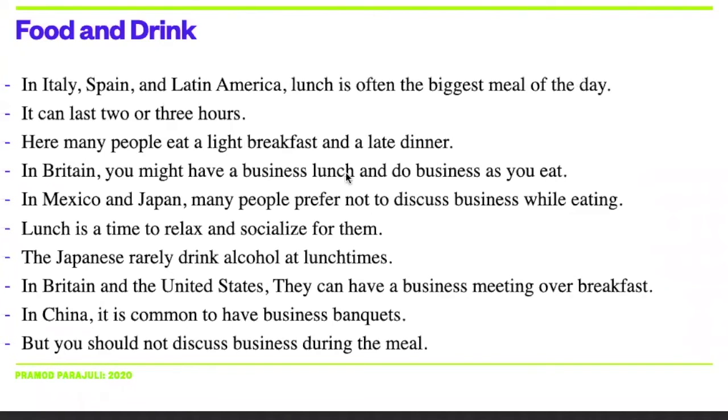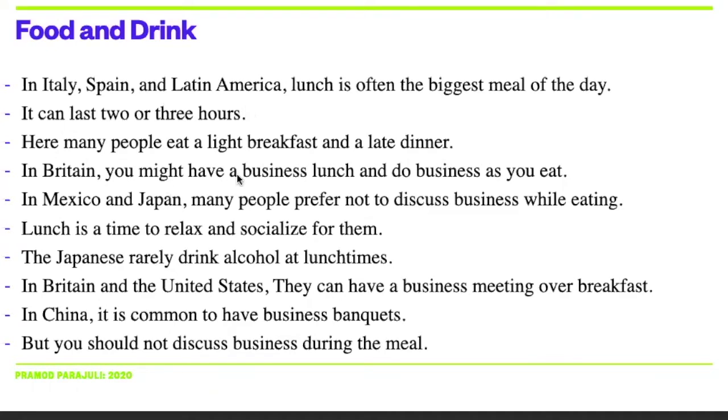And you see, it can last 2 to 3 hours. In the Nepalese context, normally it is half an hour, or maybe 15 to 30 minutes. But they enjoy food, especially lunch, for a long time. And because of these things, in countries like Italy, Spain, Latin America, Mexico, they have a long lunch break.